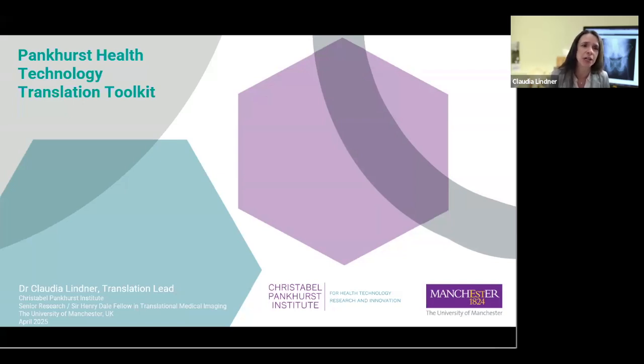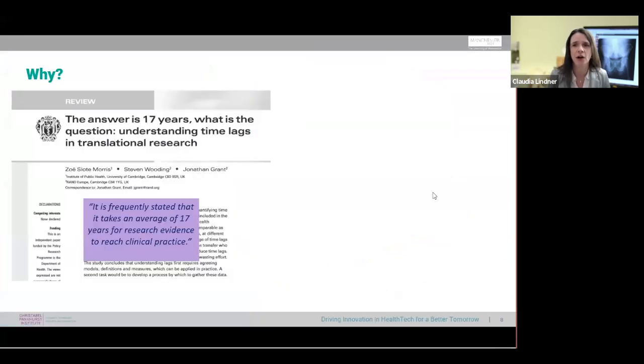But before doing so, I'd like to tell you a bit more about why and how we have developed the toolkit. And Chris already alluded a bit to why it came about. A lot of you might be aware that if people are developing health technology within a university environment, it may take quite a long time for these technologies to actually reach clinical practice. If you look at the publications, there are some numbers out there which say it takes on average 17 years from something being innovated at a university for it to actually be used in clinical practice.